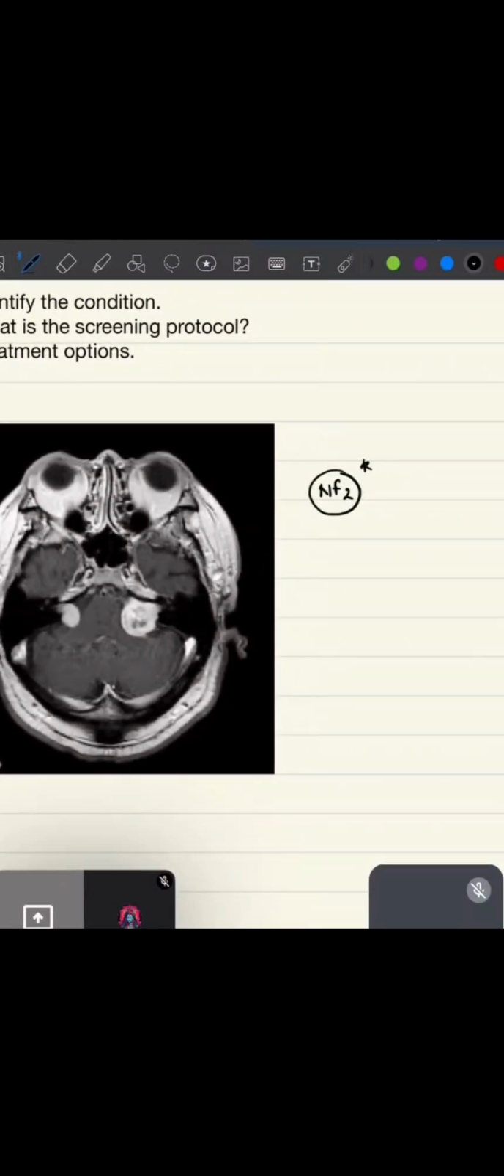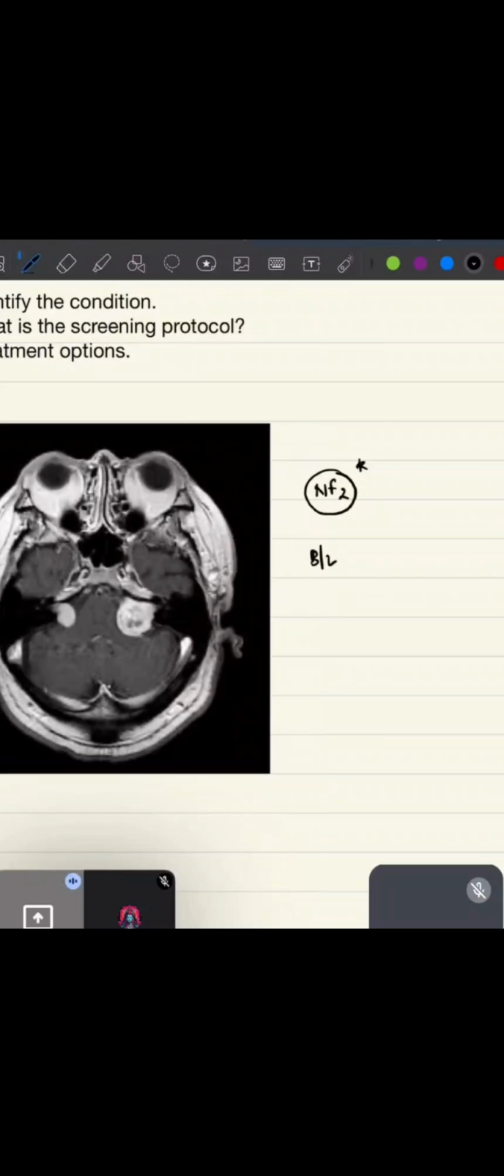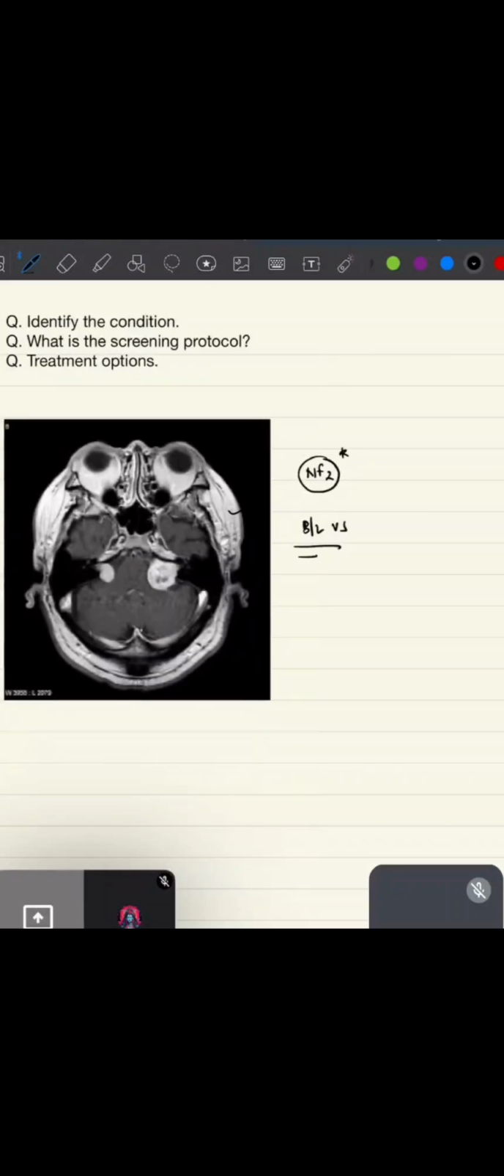Okay, so whenever you see something called bilateral vestibular schwannoma, remember this image, okay? This will come to you. This is important. Now we'll see what the screening protocol is and what treatment options are available to you. So doctor, there are 2 things more associated with NF2. Let's see it here only.